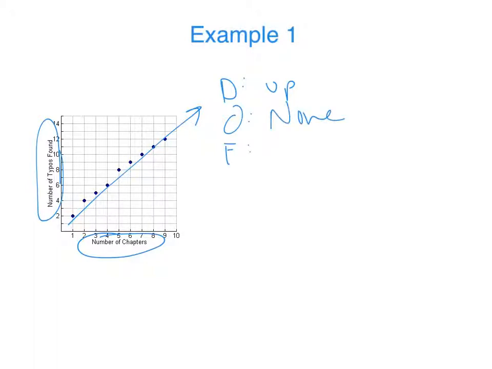For form, to me, this makes a very strong line, so this is definitely linear. And for strength, I think this is very strong. I mean, if you draw a line, like the one I drew, actually a little bit above would probably be better. The dots are very, very close to that line. So I would say this is very strong. You can just say strong if you want, but I think this one is very strong.